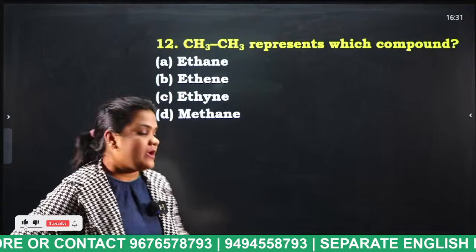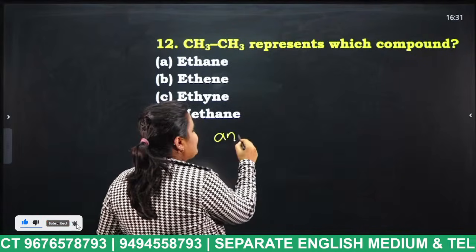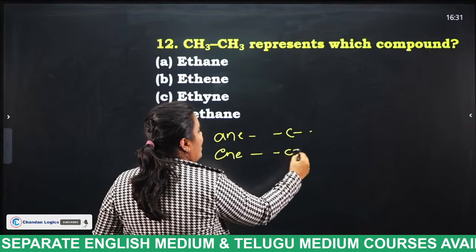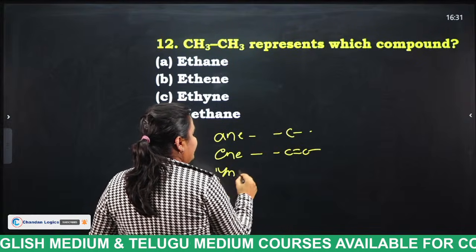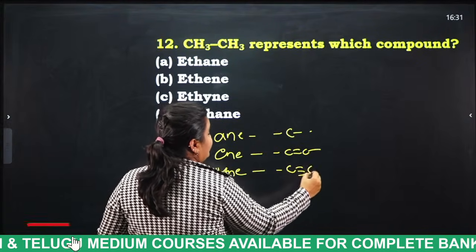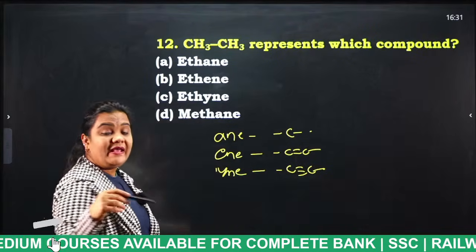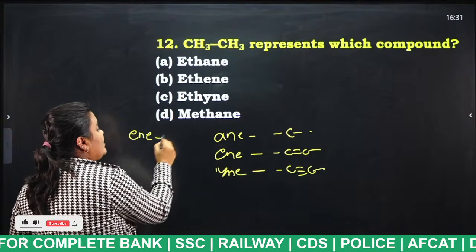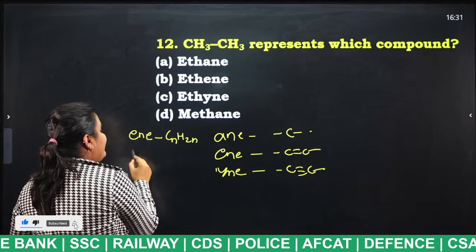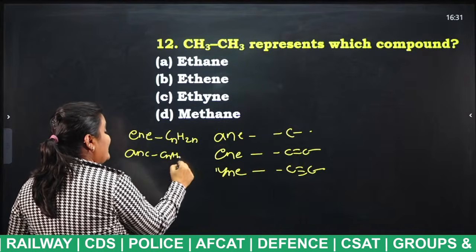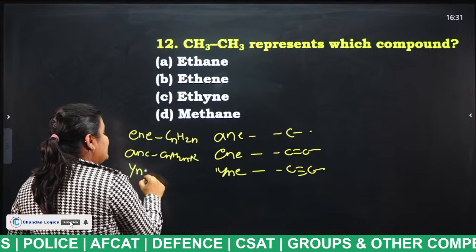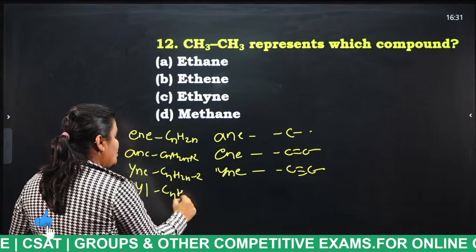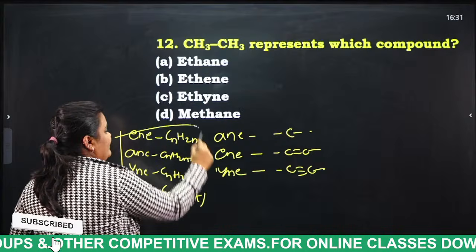Ane, ene, ine. Ane is nothing but it is having a single carbon bond. Ene is having a double carbon bond. Ine is having a triple carbon bond. And I have also explained the general formulas. For the ene group, the formula is CnH2n. For the ane group, CnH2n plus 2. For the ine group, CnH2n minus 2. For the yl group, CnH2n plus 1. So this is also very, very important.